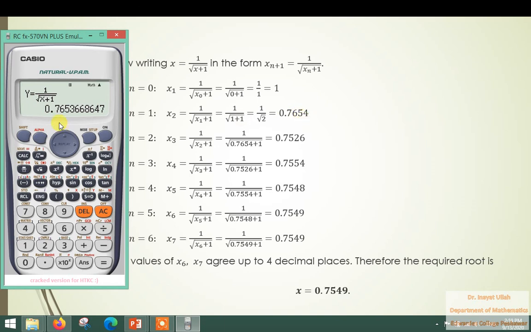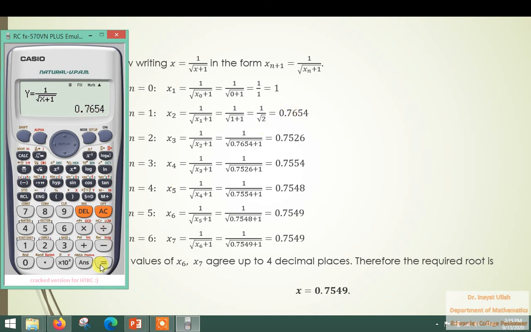So up to 4 decimal places, if you see here, this 3 will become 4 because the next number is greater than 5, so that is 0.7654. Now if you want to fix your calculator up to 4 decimal places, press the shift button and then the setup button, and fix it up to 4 decimal places. Now you see, this answer is now up to 4 decimal places.